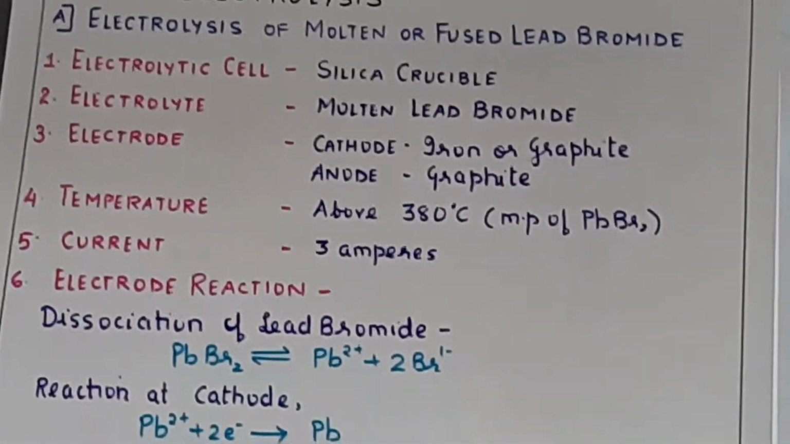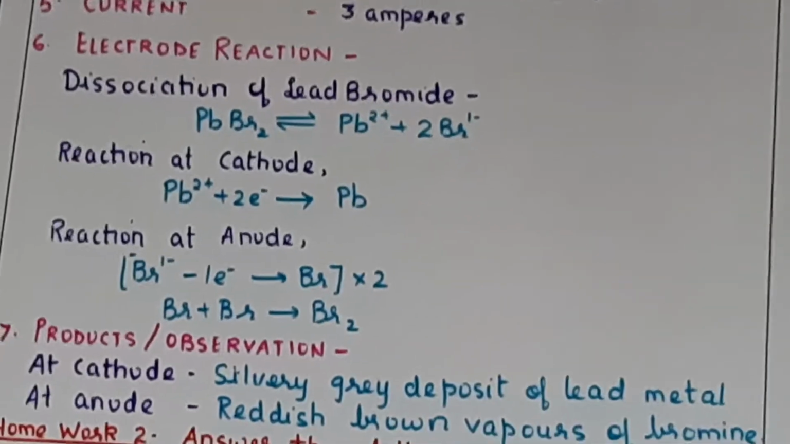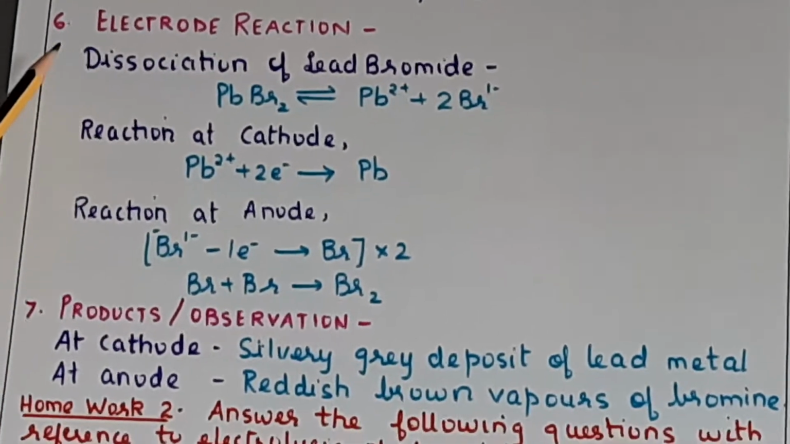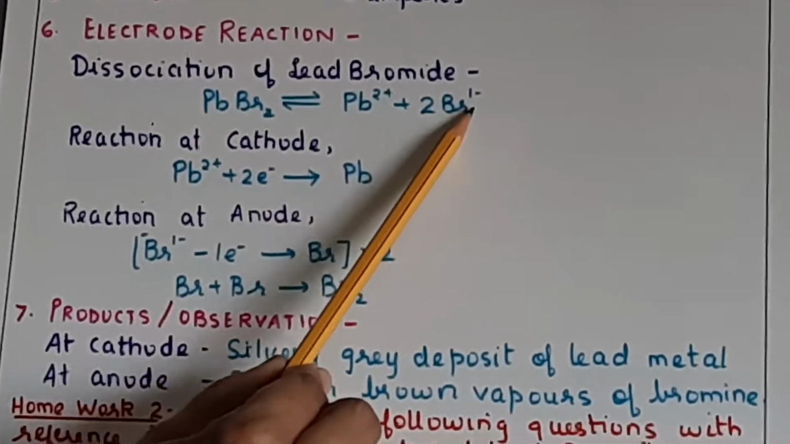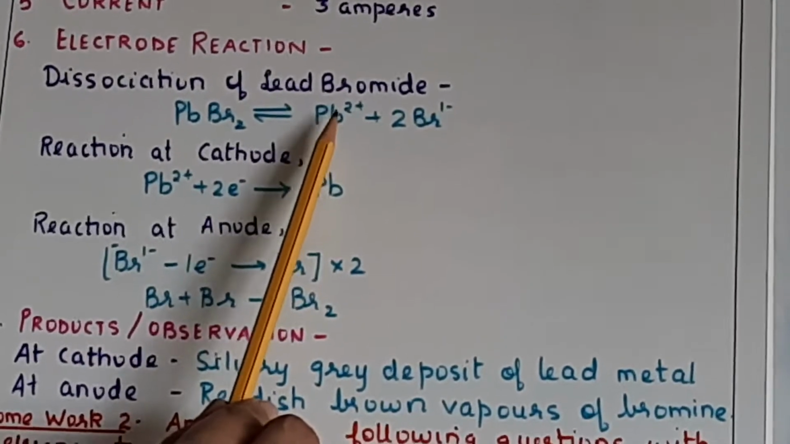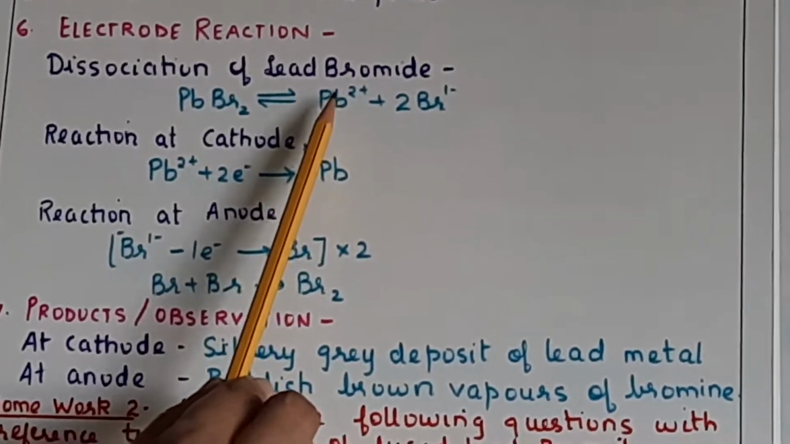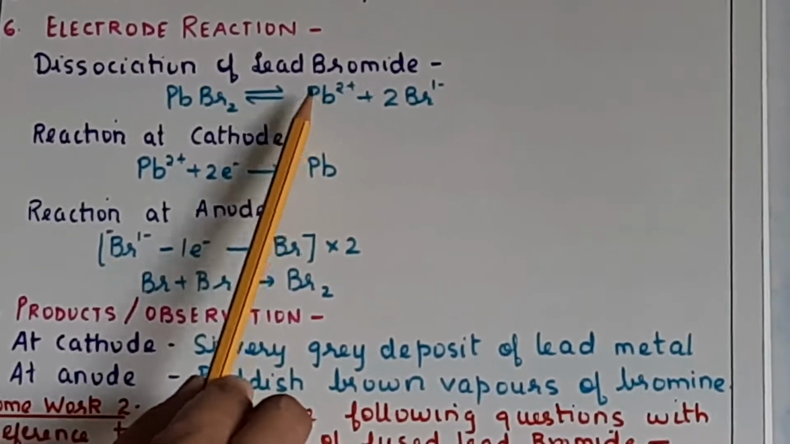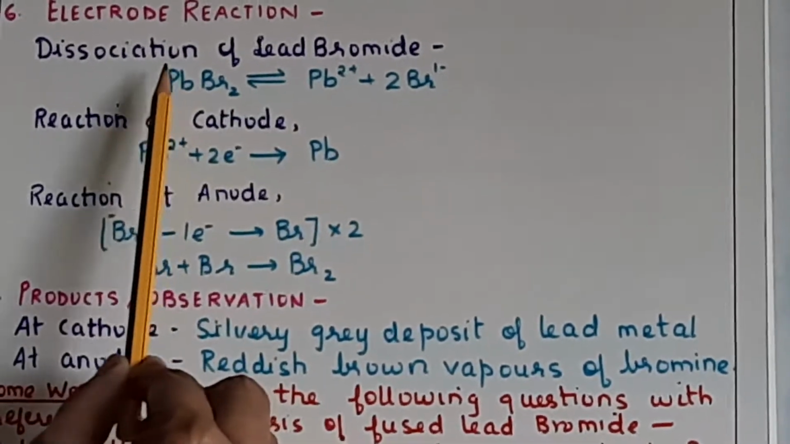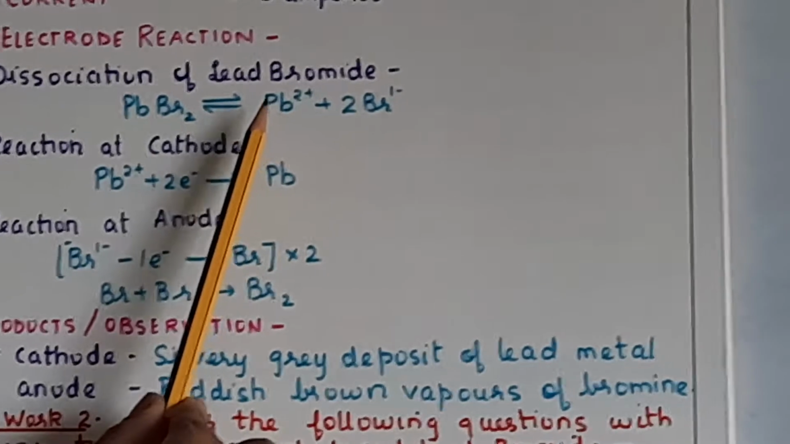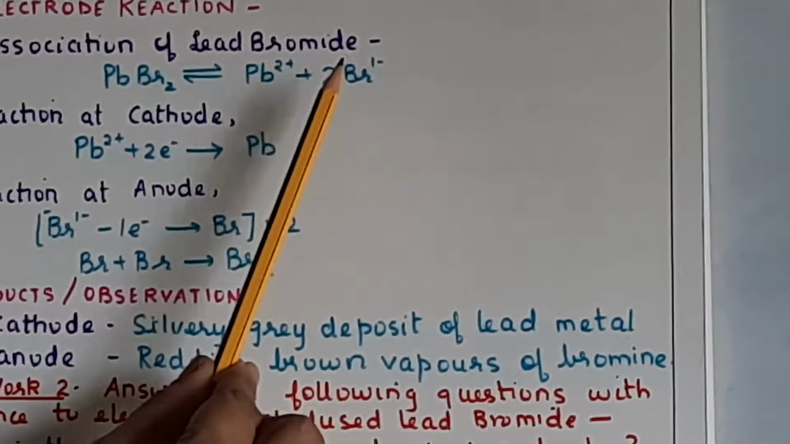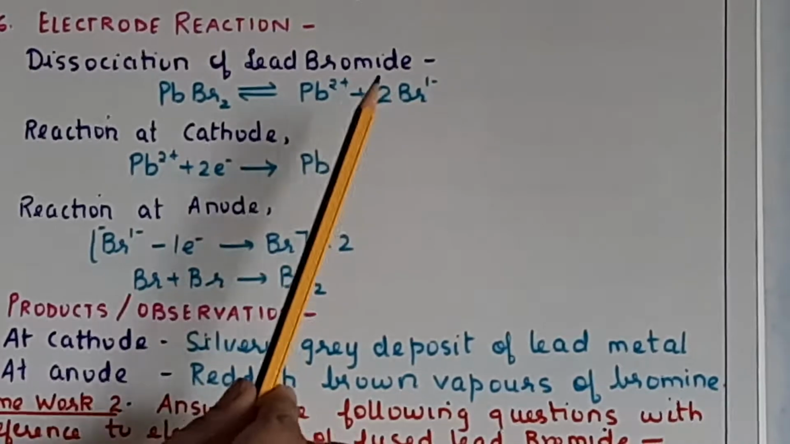Now when you close the switch and allow the current to pass through it, what will happen? These electrode reactions are very important. Dissociation first of the lead bromide. So PbBr2, on passage of electric current, will form Pb2+ and 2Br-. Clear? Now Pb2+ is the cation, so cations will migrate to the cathode. Here there is no competition because we are using fused lead bromide, right? So the positively charged ion is only one and the negatively charged ion is also one. So there is no selective discharge; this one only has to get discharged.